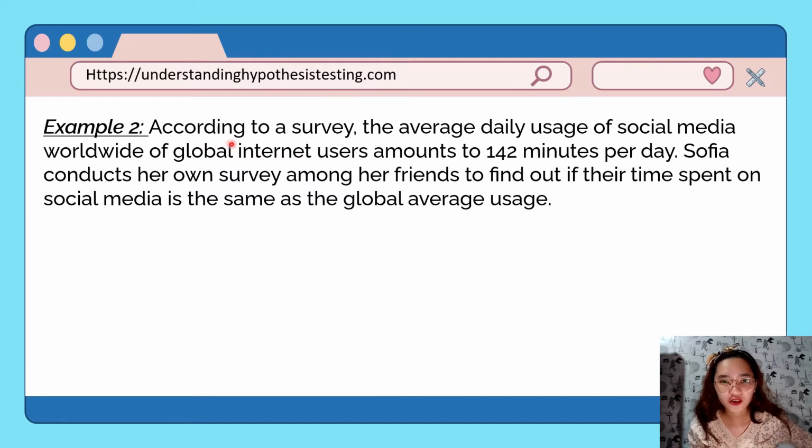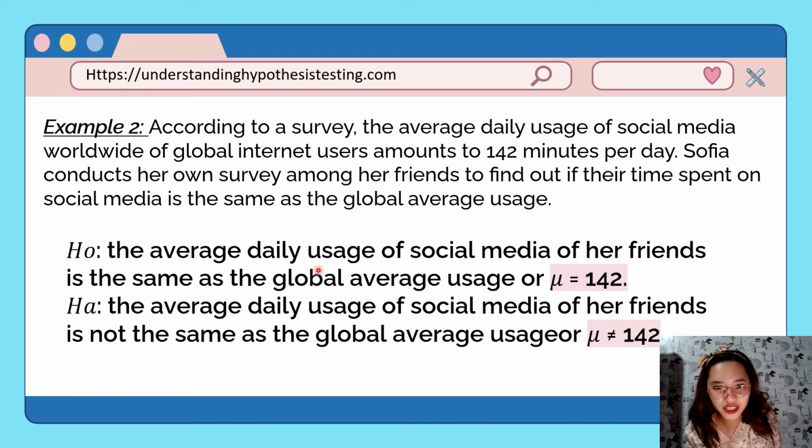Another example, according to a survey, the average daily usage of social media worldwide of global internet users amounts to 142 minutes per day. Sophia conducts her own survey among her friends to find out if their time spent on social media is the same as the global average usage. And so, tingnan natin kung ano yung ating null hypothesis at alternative hypothesis. The average daily usage of social media of her friends is the same as the global average usage. Ayan. So, equal to 142.